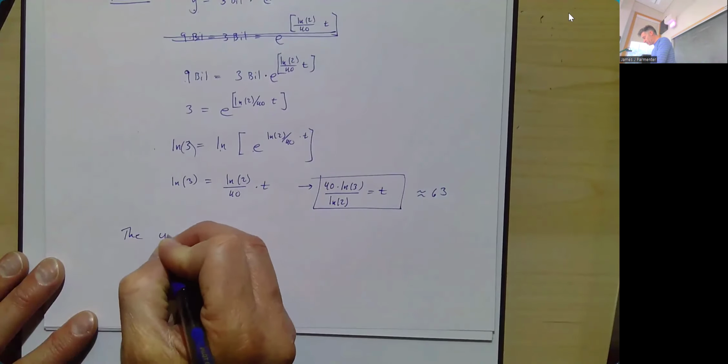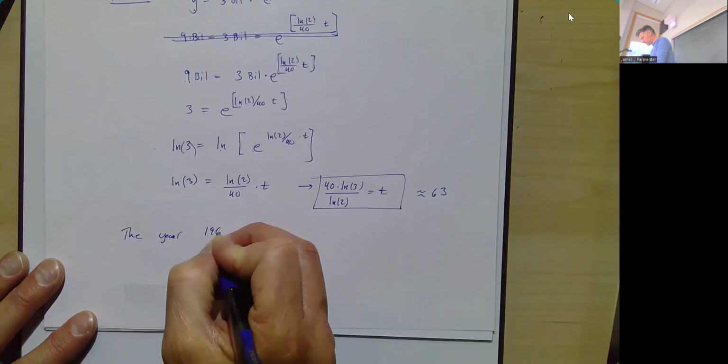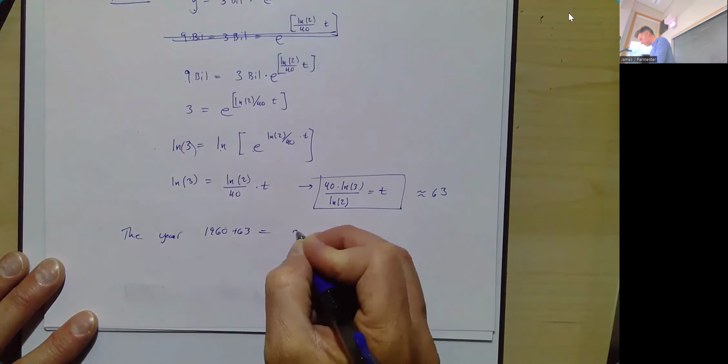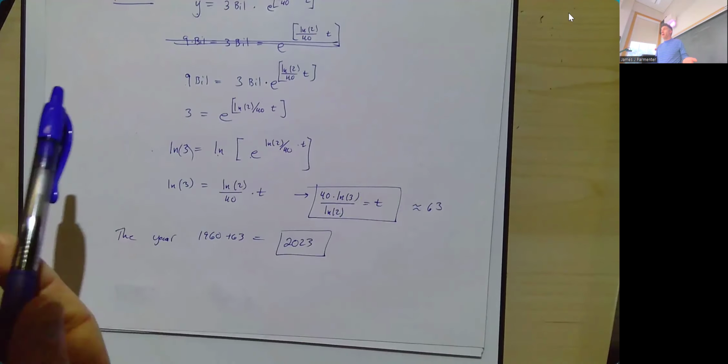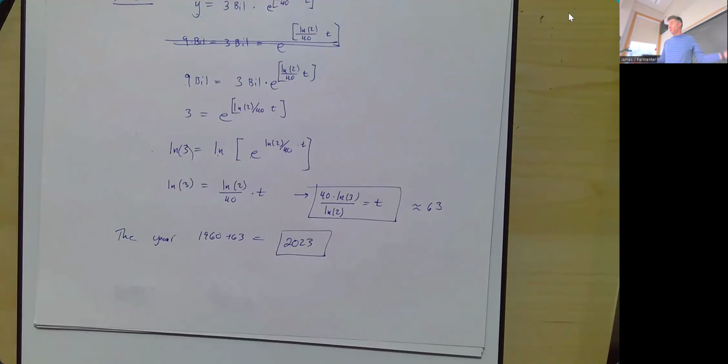Which means that the actual answer is the year 1960 plus 63, which is 2023. So if these numbers were accurate and if the population actually grew exponentially, we would expect to have reached a population of 9 billion in the year 2023, which I'll point out we did not.